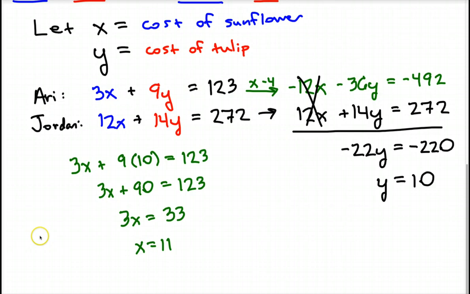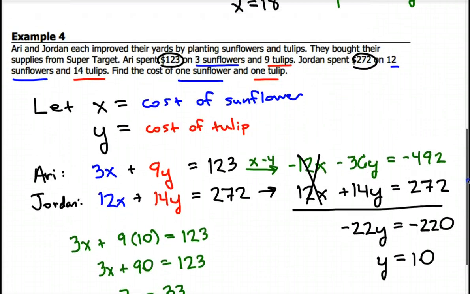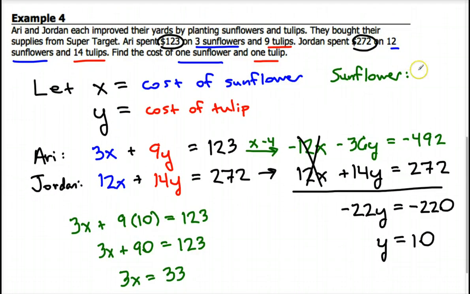Okay, and so this is what you should have gotten when you solved that system. Should have had y equals 10 and x equals 11. And so that means since x is the cost of a sunflower, sunflowers must cost $11. And since y is the cost of a tulip, that means tulips cost $10.